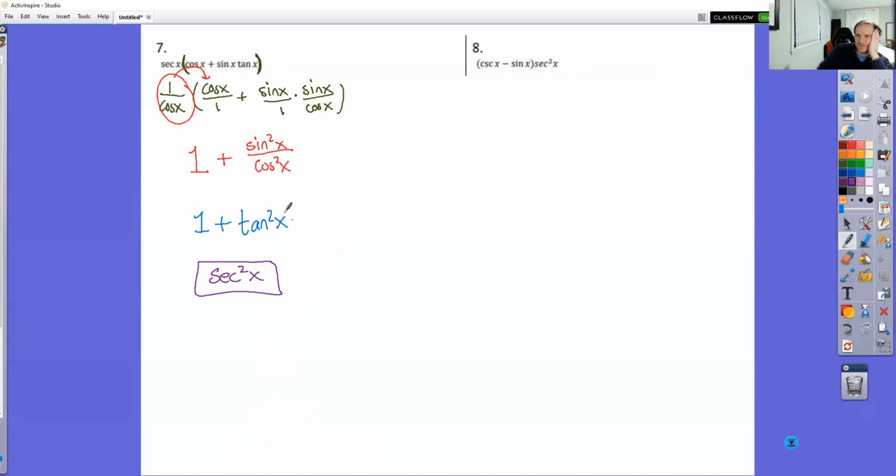Do we need restrictions? Let's see. I see a secant. That obviously will have the same restrictions as secant squared. Cosine has no restrictions. Sine has no restrictions, but tangent does. Tangent is sine over cosine. So the only restrictions tangent has are the same restrictions as secant. Secant's 1 over cosine. So secant says, don't let cosine be 0. Tangent is sine over cosine. So tangent says, don't let cosine be 0. So those are the only restrictions. And this still has those same restrictions.